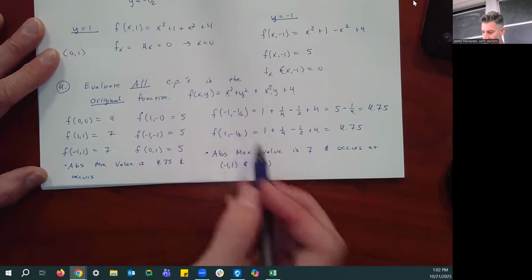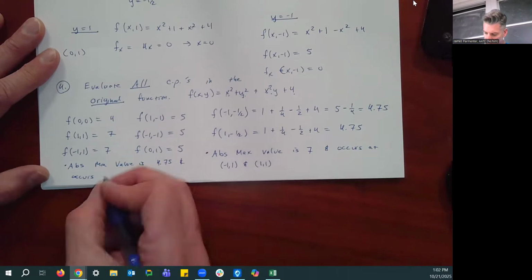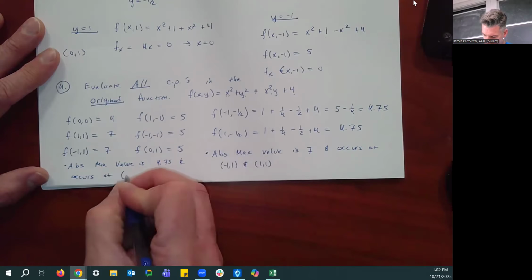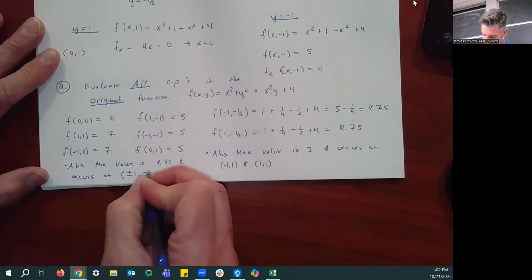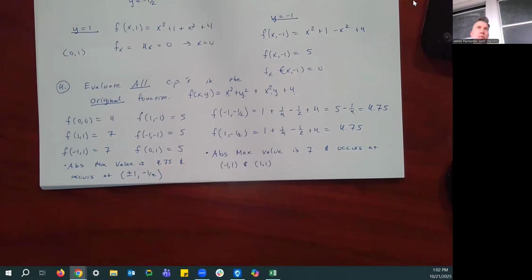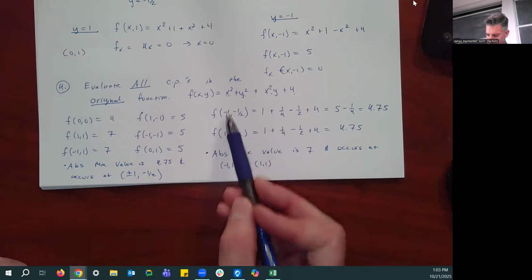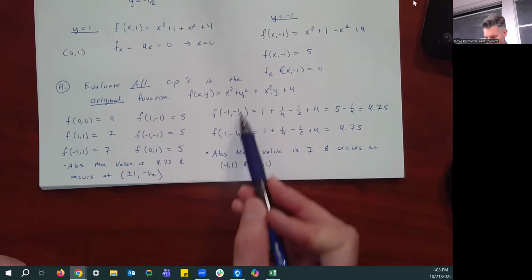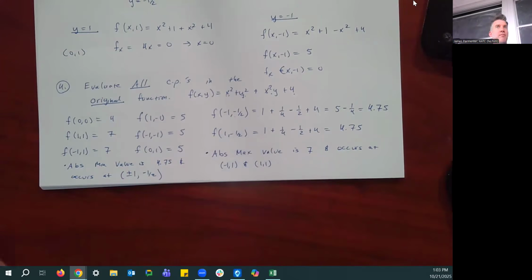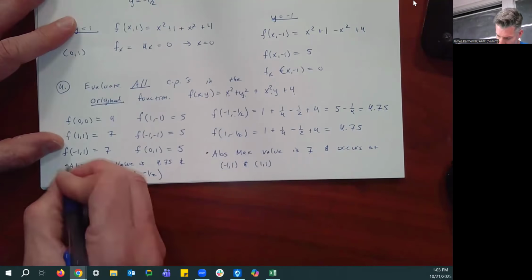1 comma negative 1 half and negative 1 comma negative 1 half. You could write it as plus or minus 1 comma negative 1 half, which would include both points, right? It's that one and that one. The x coordinate can be negative 1 or positive 1, but the y coordinate has to be negative 1 half. Oh, did I miss 0, 0? Oh, I did. I totally ignored 0, 0. Boo on me. That's wrong.